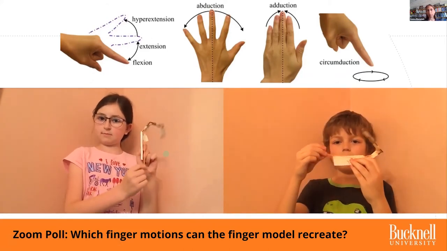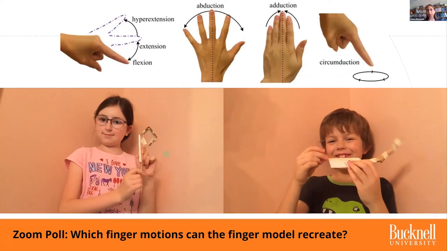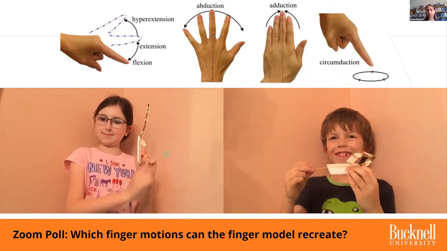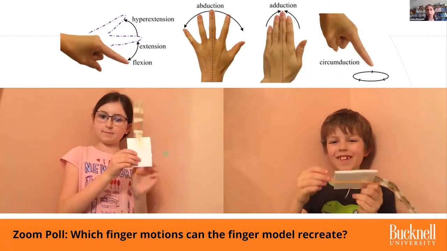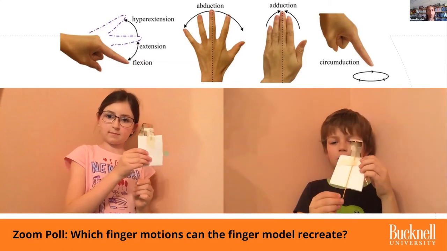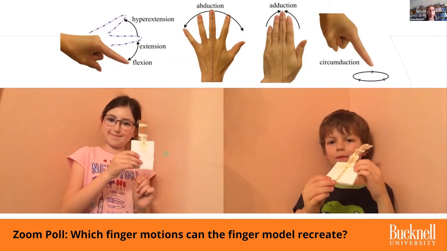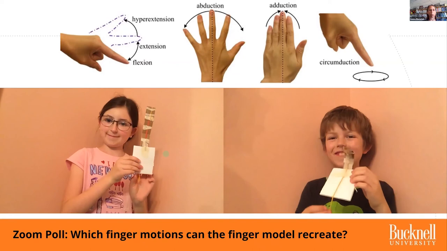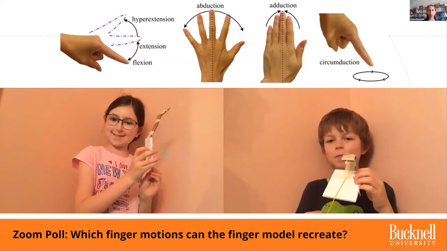And notice even theirs don't behave exactly the same way, so yours might be a little different depending on how close together you put your pieces of wood or cardboard and things like that where you attached your straws. So they all work a little bit differently, but I think you'll be able to answer this Zoom poll as it comes up, which is which finger motions does this finger model recreate?